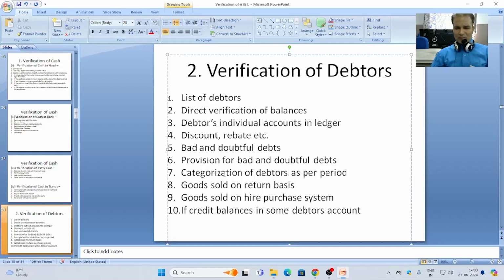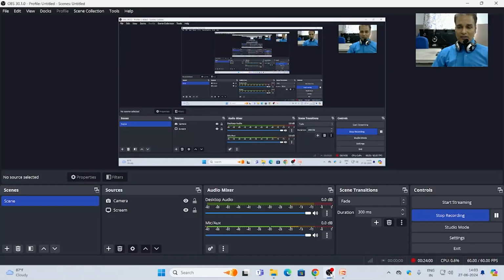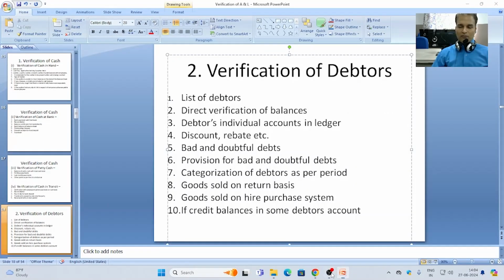For the better verification of debtors, the auditor has to categorize all the debtors provided in the list of debtors. That is, which type of debtor is carrying from what time, meaning older and newer debtors in the list of total debtors. If any goods are sold to the debtors on return basis, then it should be verified by the auditor to find out the exact balance of that particular debtor.